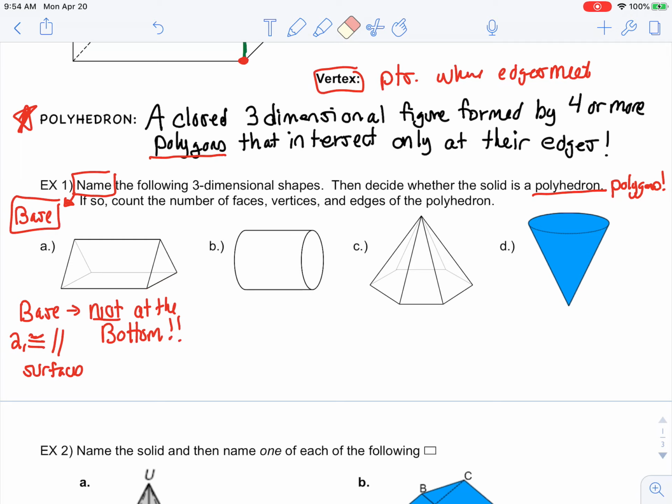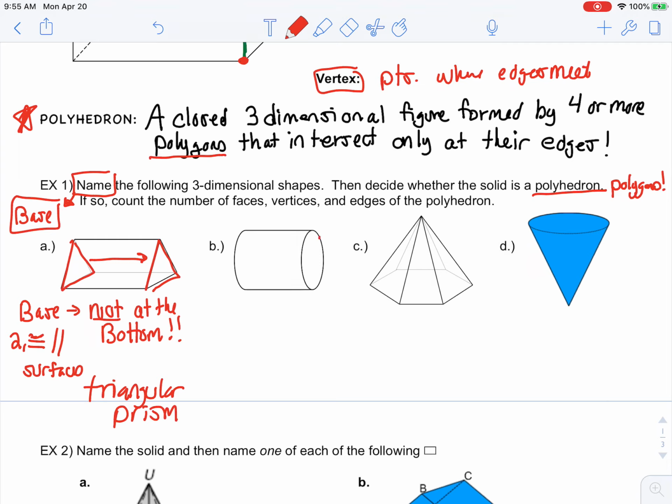In fact, the base of this is actually going to be this triangle off to the side, because across from it, parallel to it, is another matching triangle. And because the base is a triangle, we call this a triangular prism.